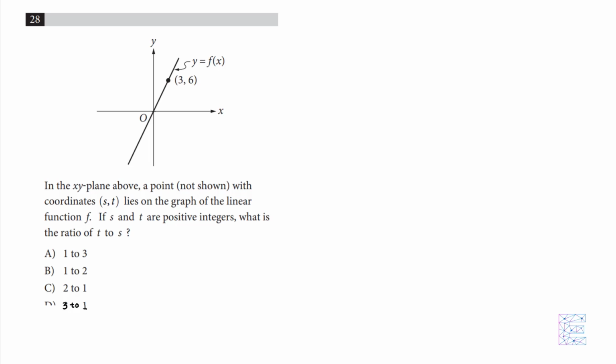We are told that there is a point called s, t that lies on this line. It's just not shown where it is. So the first thing that comes to mind here is if you have a line, it means that you had to have an equation that caused you to have this line right here. So we can try to come up with a slope-intercept form equation that looks like y equals mx plus b. How do we approach this?